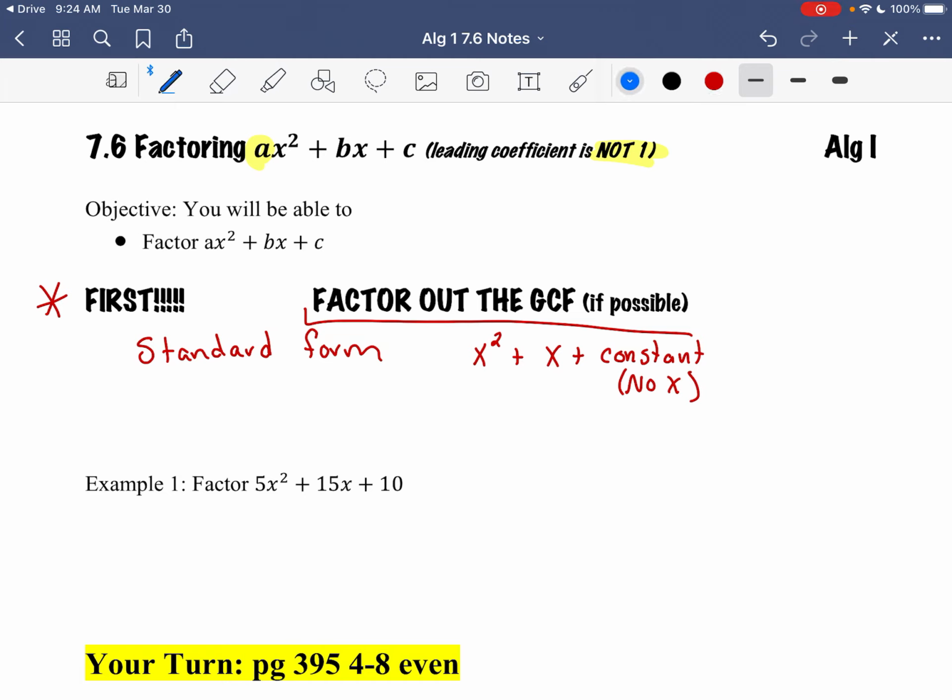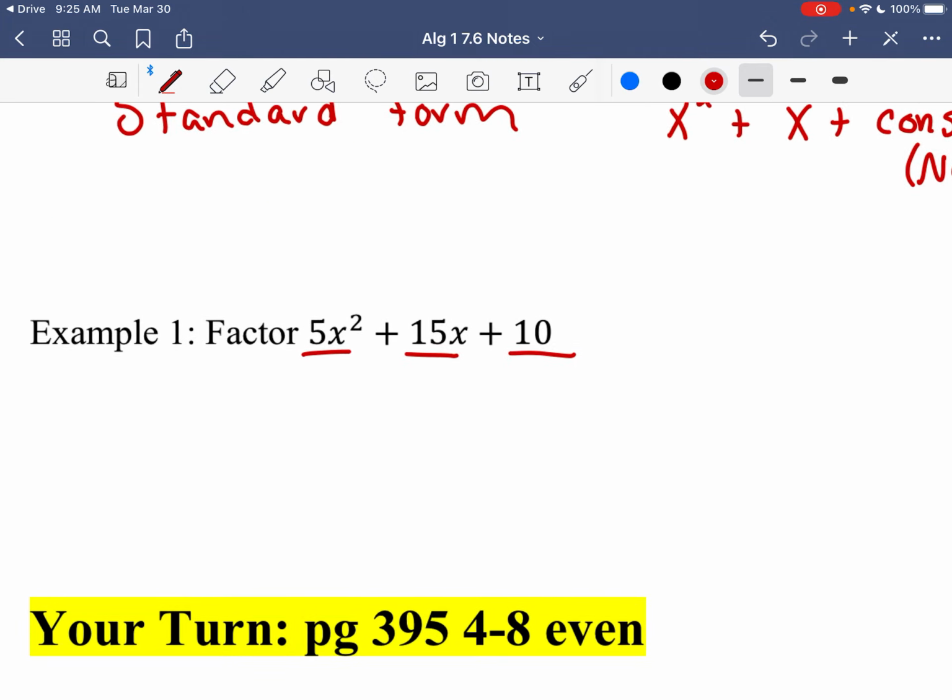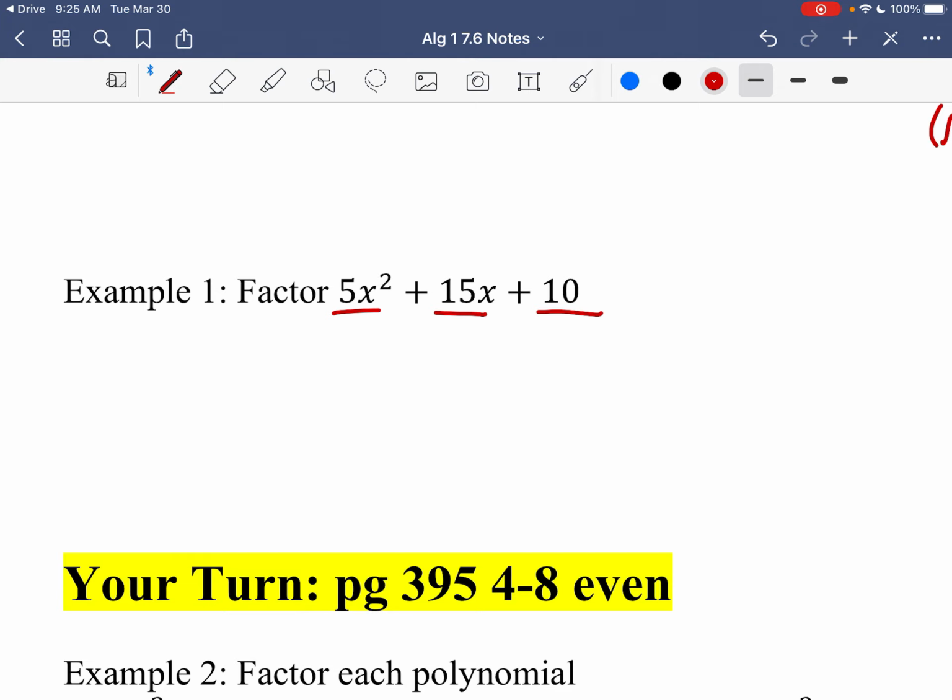If the leading coefficient, the number in front of your x squared, is a 1, then factor it just like we did in section 7.5. But if it's something other than a 1, we want to factor out the greatest common factor if possible. And we always should be looking for that. Meaning I want to look at all three terms. First, I need to identify all three terms. So here's a term, here's a term, here's a term. So we have our term 5x squared, we have a term 15x, and we have a term 10.